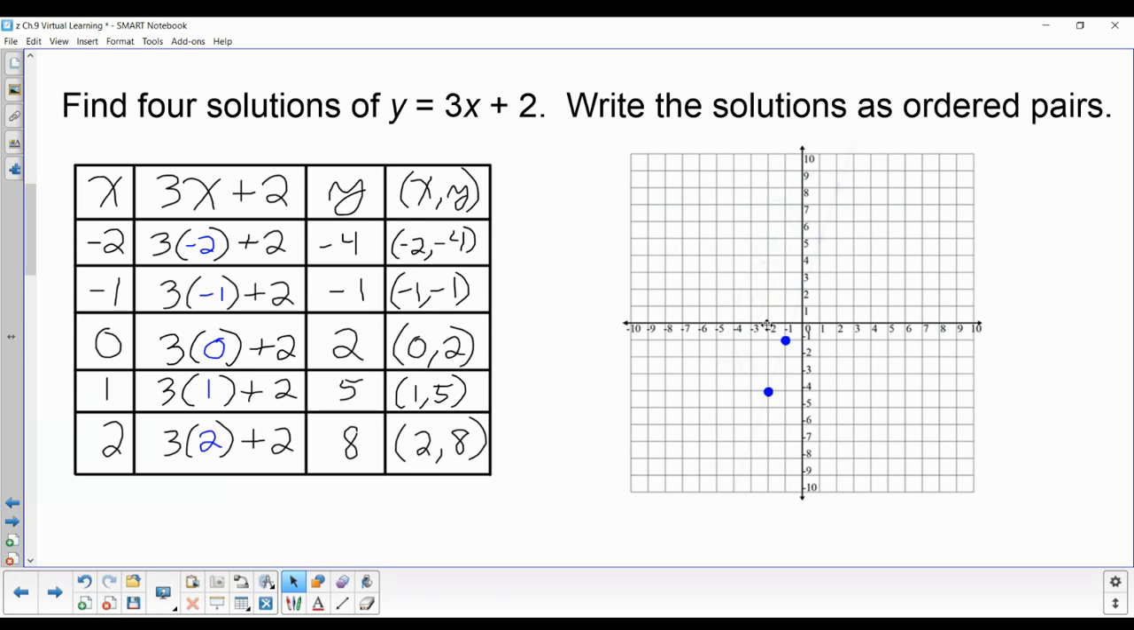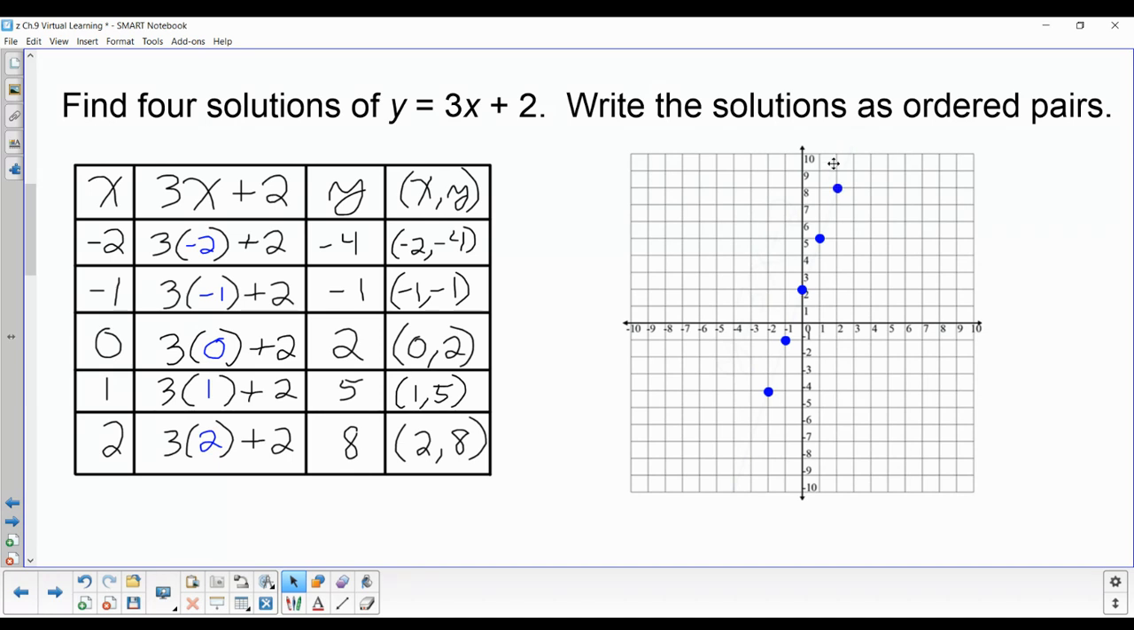The third point is 0 comma 2. To graph that, it means start at the origin. 0 means go right or left 0, so I won't move. The 2 means go up 2. I go up 2, I put a dot. The fourth point is 1 comma 5, which means when starting at the origin, the 1 means go 1 to the right, and the 5 means count up 1, 2, 3, 4, 5, and put a dot. The last point we have is 2 comma 8. You start at the origin, and a +2 means count 1, 2 to the right, and a +8 means count 1, 2, 3, 4, 5, 6, 7, 8 up, and then put a dot.